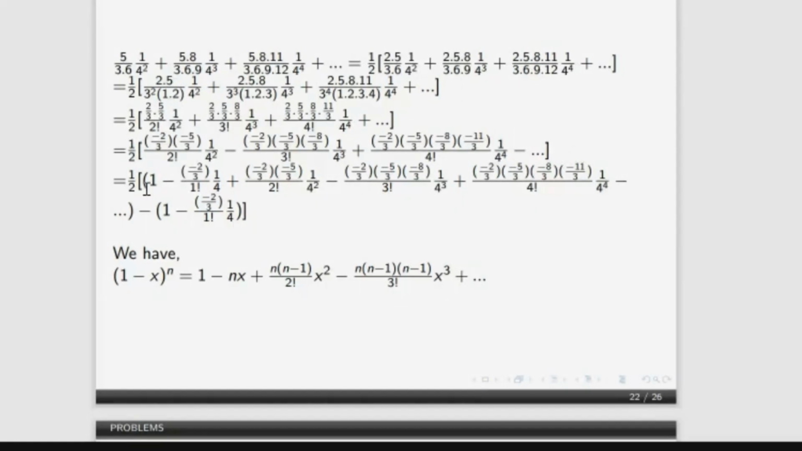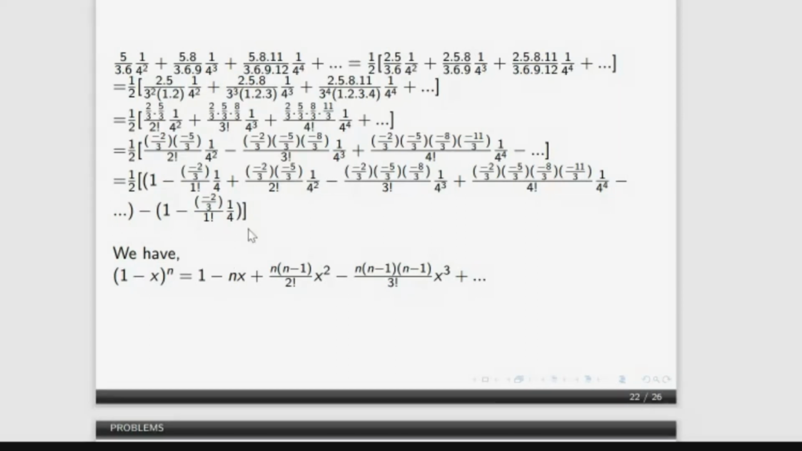Now, when we are looking at it, what will it look like? So I am giving 2 more terms to it and subtracting them together. Right, that is 1 by 2 into, these are the 2 terms that I have added and subtracted. That is 1 minus 2 by 3 by 1 factorial into 1 by 4. Right, I have added it here and I have subtracted it here. Right, inside the overall bracket.